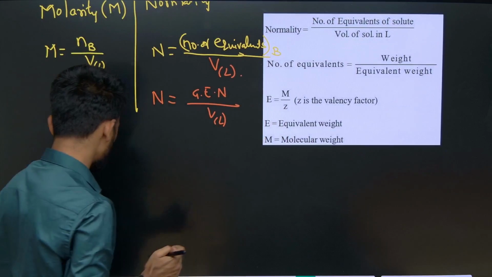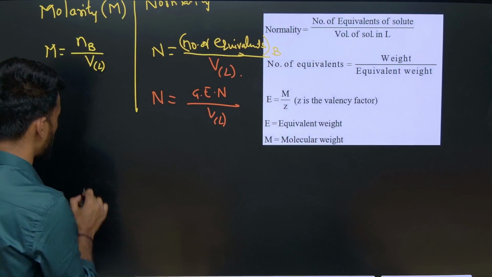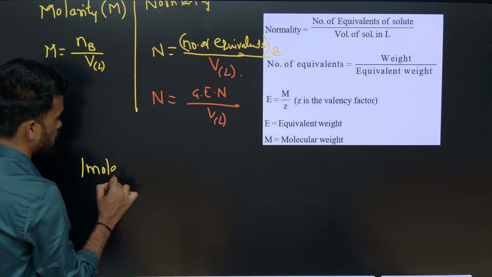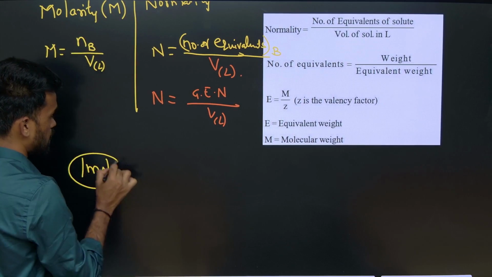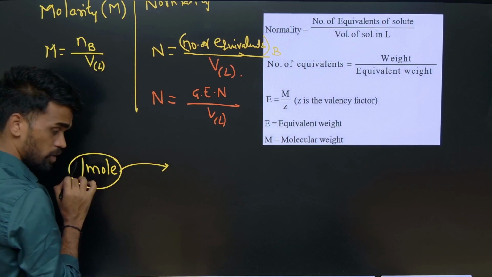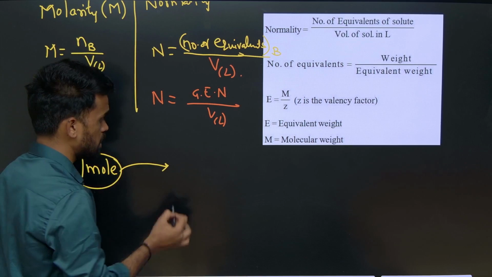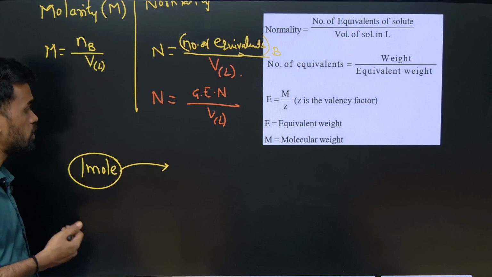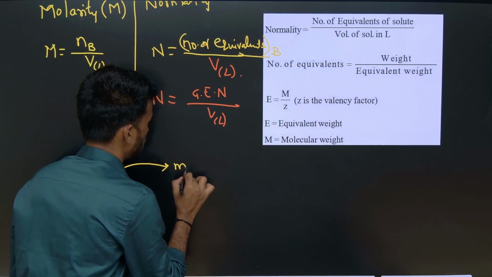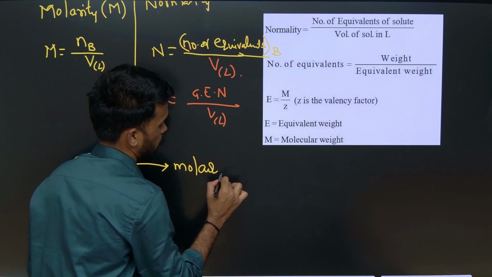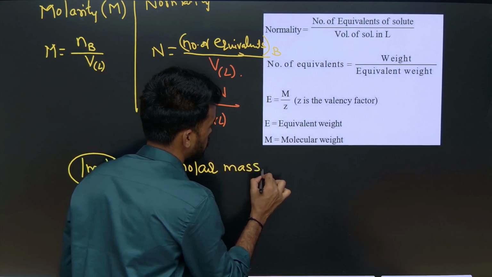Okay, so when I am saying 1 mole, what are we getting from this? This is a substance, and 1 mole means how much amount it contains. It contains its molar mass, right?